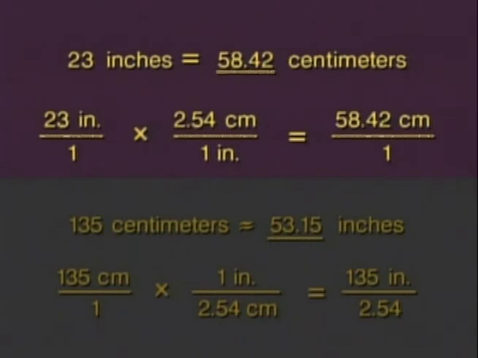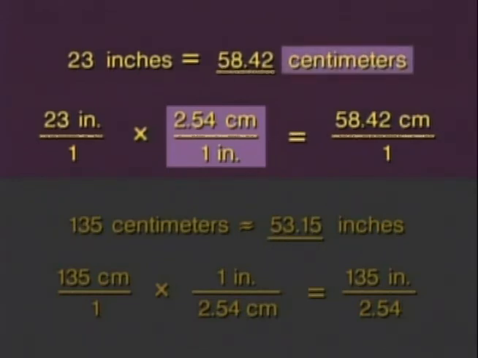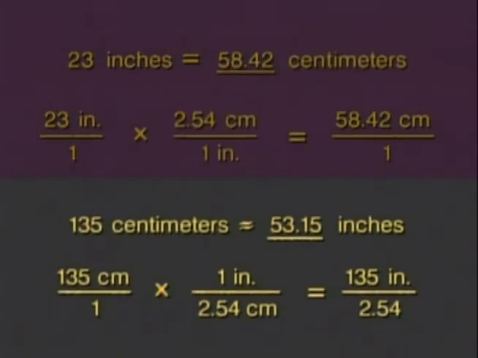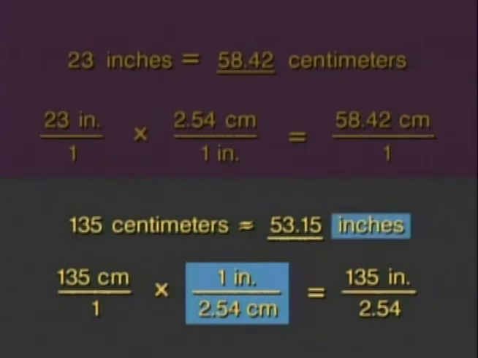Let's take another look at these last two problems. In the first problem, we converted from the U.S. customary system to the metric system. We used this transition factor. We always use this factor when converting from the U.S. system to the metric system. When we want a metric unit in the answer, we must have a metric unit in the numerator. In the other problem, we converted from the metric system to the U.S. system. We used this transition factor. We always use this factor when we convert to the U.S. customary system. When we want a U.S. unit in the answer, we must have a U.S. unit in the numerator.